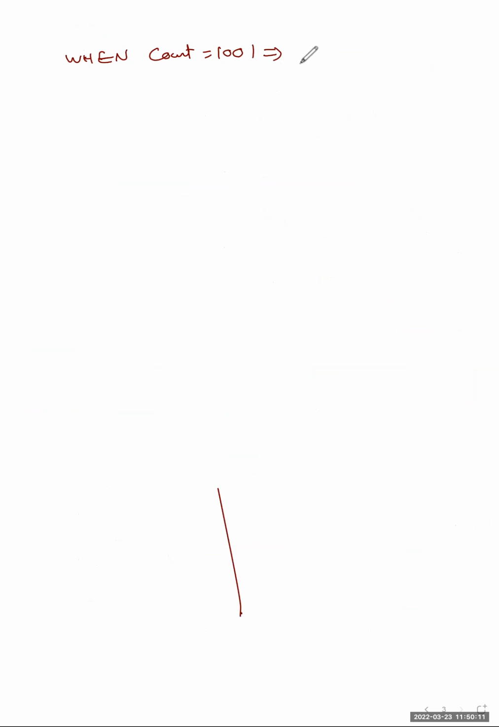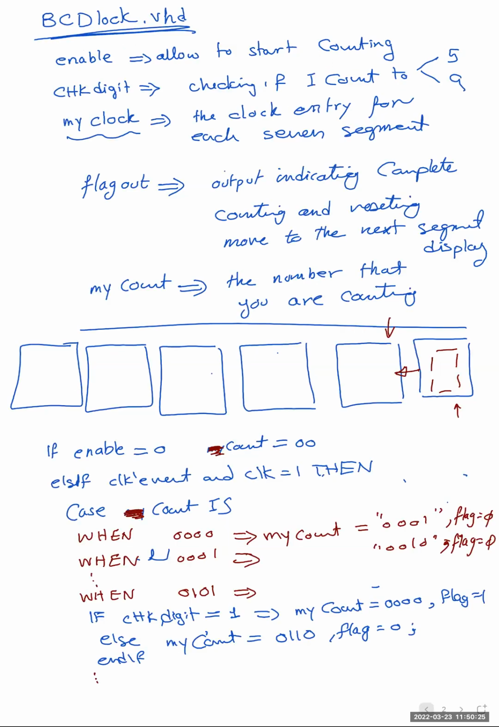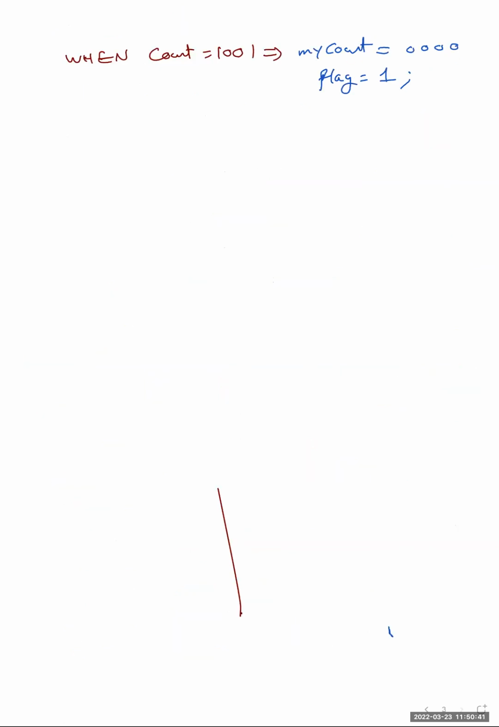Sorry, at that point my count is going to go back to 0, and my flag is going to equal 1. Which means that if it only makes it to 5, it's just going to have the flag equal to 1, and it's going to stop counting at that point and move to the next 7 segment. If this one didn't satisfy, it means that it's just going to continue counting until it reaches the number 9 and then give you the flag equal to 1.